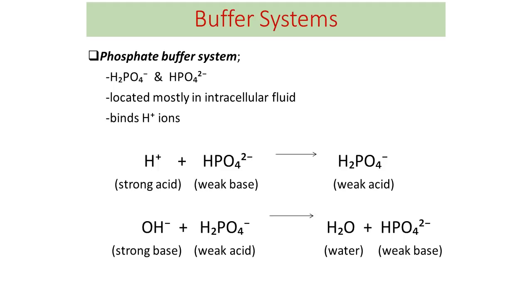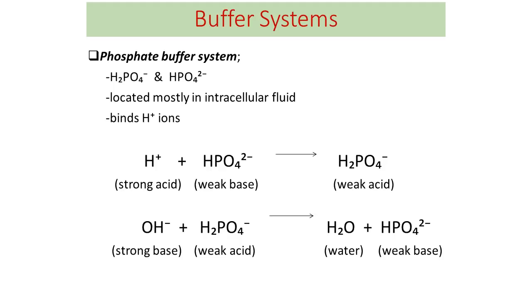The final component of the chemical buffer systems in blood is the phosphate buffer system, and this is located mostly in the intracellular fluid. And these phosphate structures will bind hydrogen ions. So in our first example, hydrogen ion H positive is a strong acid, and if we combine it with hydrogen phosphate HPO4 negative, we create a weak acid. So in doing this, going from a strong acid to a weak acid, we are decreasing the acidity of the fluids.